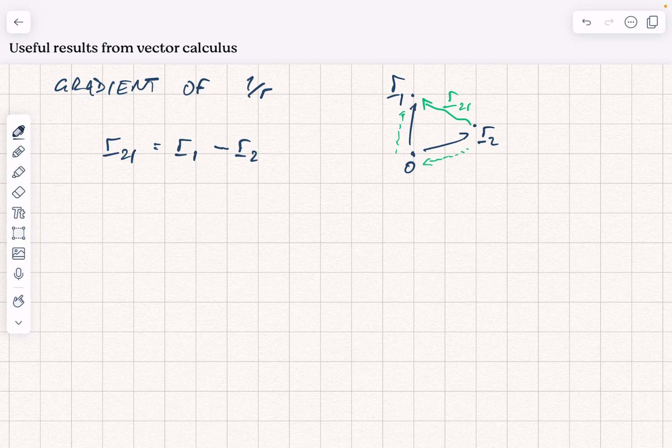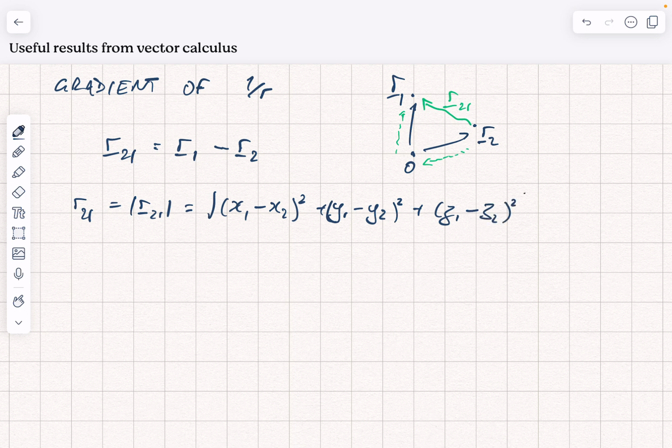So let's start by writing down the magnitude. So r21, which is the magnitude of the vector r21, is going to be the square root of (x1 minus x2) squared plus (y1 minus y2) squared plus (z1 minus z2) squared, and that's all under the square root sign. Notice, of course, that as you would expect, it doesn't matter which way round the 1 and the 2 are, because this is a magnitude, this is a distance.